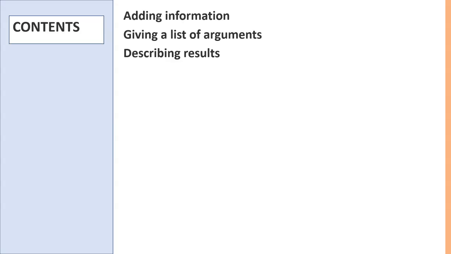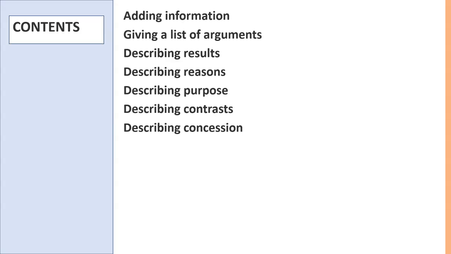So we'll start off by looking at how to add information and give a list of arguments. Then we'll look at describing results, reasons and purpose before looking at contrast and concession. After that, we'll look at how to describe a similarity and giving examples.